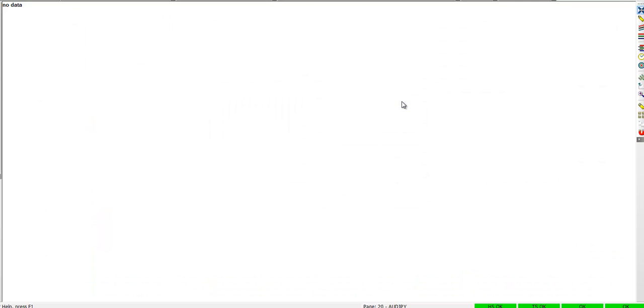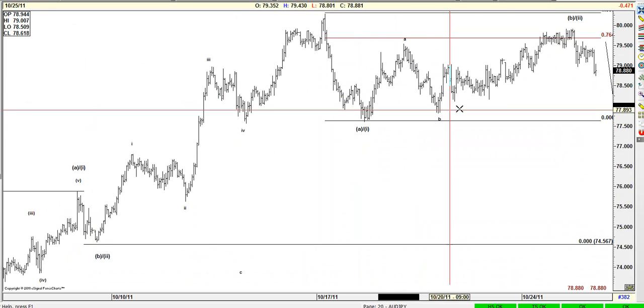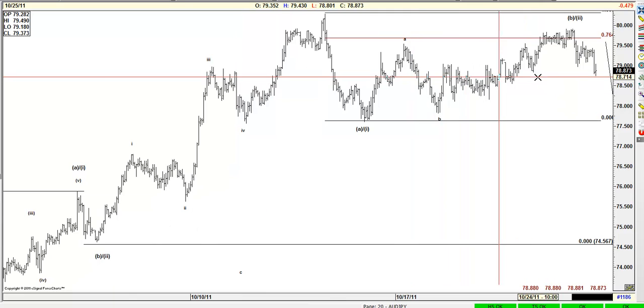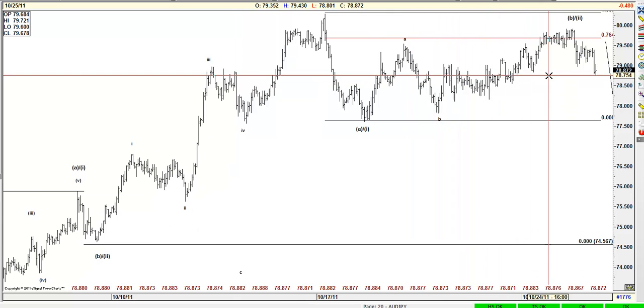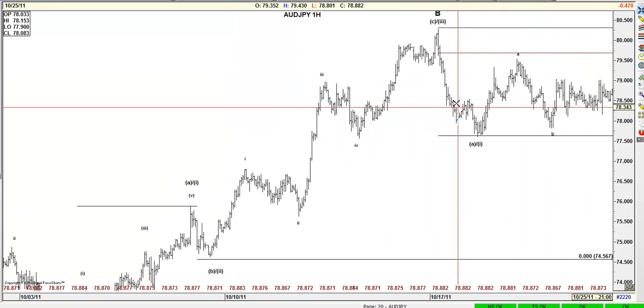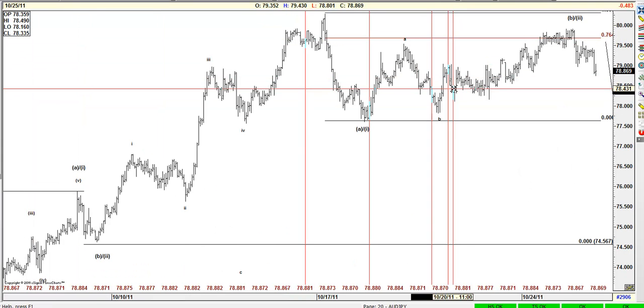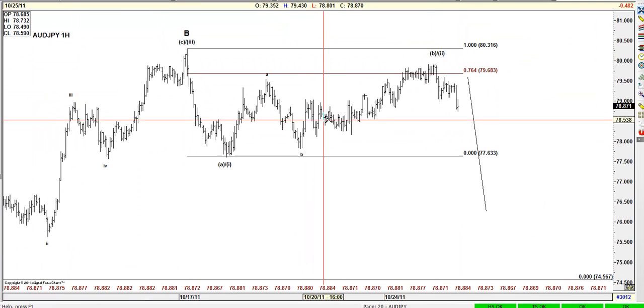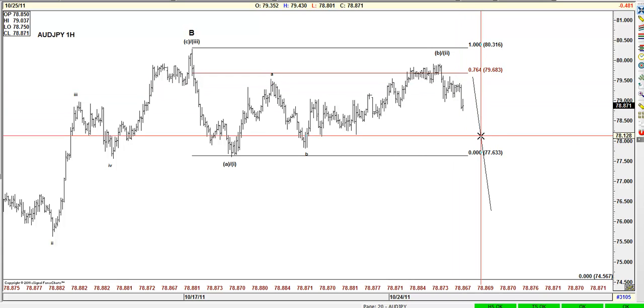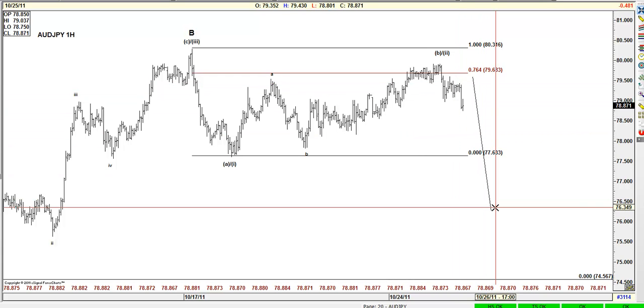Let me show you the Aussie yen. Look, the Aussie yen looks to have ended a B wave to the 76.4 right here, and it looks like it's going to start trading lower. That's why we believe that the Aussie dollar should be very close to turning lower right there.